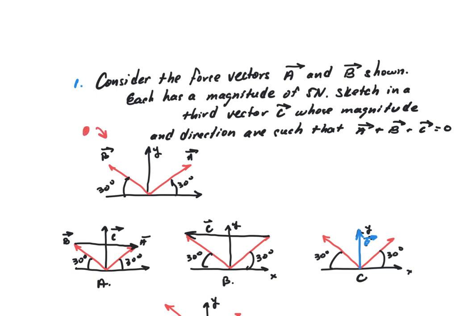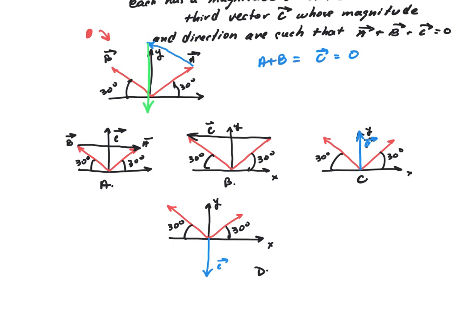So we know that the vector A plus B is going to go like this. Now the opposite of that, which is zero, is going to be the opposite. It's going to go down. So it's going to go straight down. That's why when we look at our options, the one that goes straight down, that's going to be our answer. So it's going to be D.